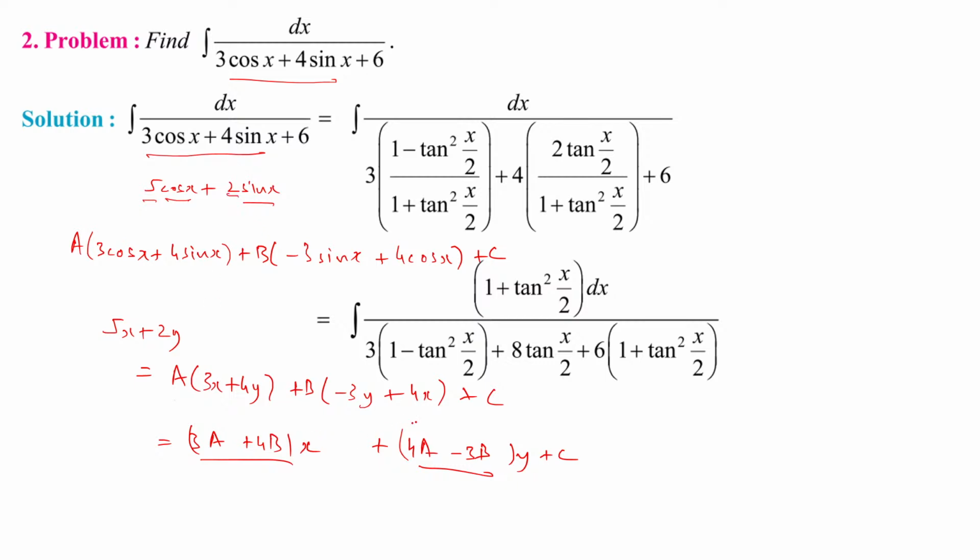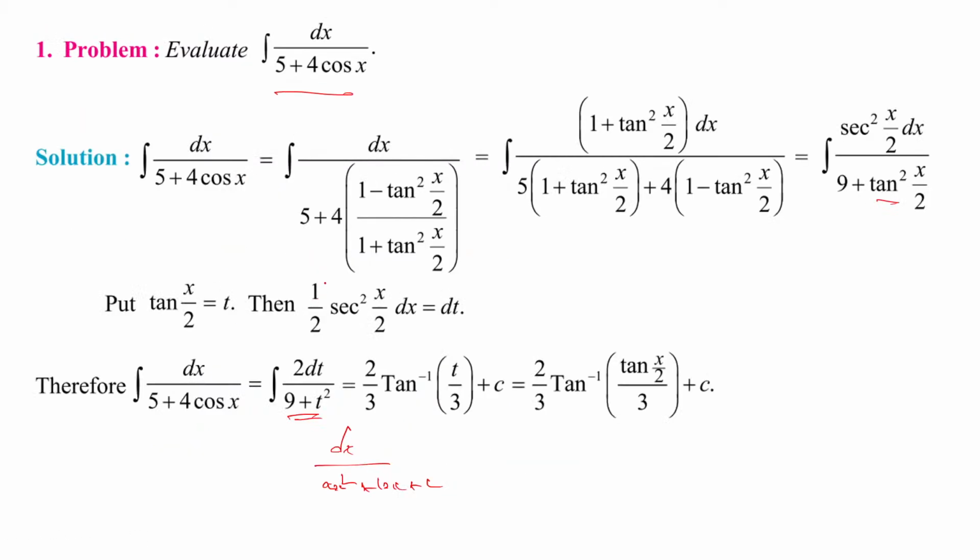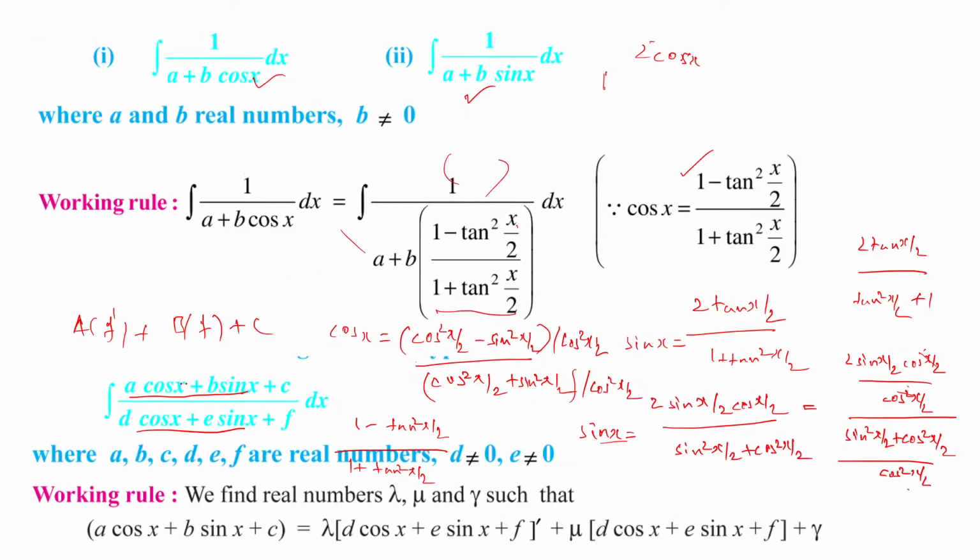You will always be able to find some A comma B, because you have two equations and two unknowns. You will always be able to find some A comma B and the remaining part you adjust in C, because C is any constant, it doesn't matter actually. So basically, what we are trying to say is that no matter what the numerator and denominator are, if it is some combination of cos x and sin x, you can always express the numerator in this format: A times denominator plus B times differential of denominator plus some random constant.